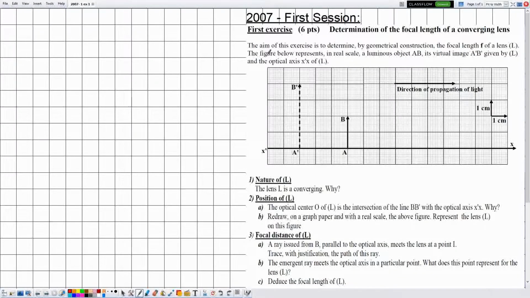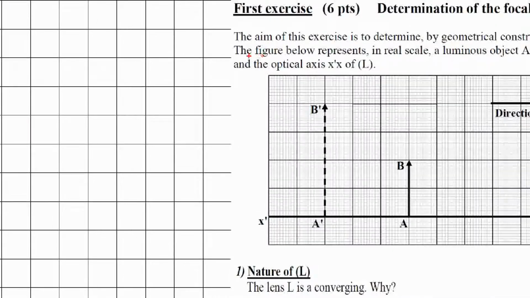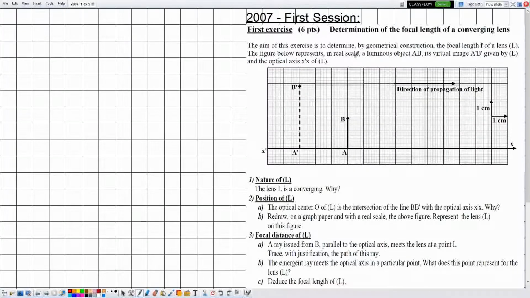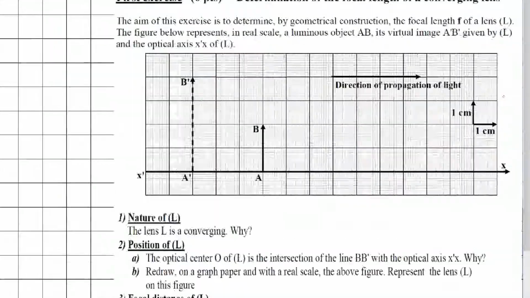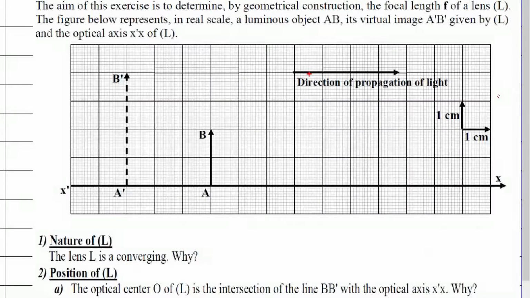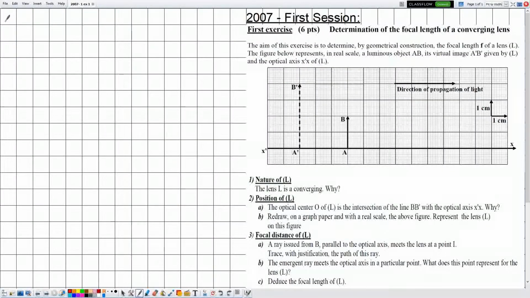The figure below represents... they mentioned the figure. So now I can use the figure. In a real scale, a luminous object AB and its virtual image A prime B prime given by L and the optical axis X prime X of L. Okay, so here in the figure we have that the direction of propagation of light is from left to right. The optical axis is in the same direction. We have the object AB. We don't have the lens, however we have the image A prime B prime of the object AB formed by the lens. And the figure is given using a real scale, so 1 centimeter along the axis and 1 centimeter along the y-axis. So number 1, nature of L.